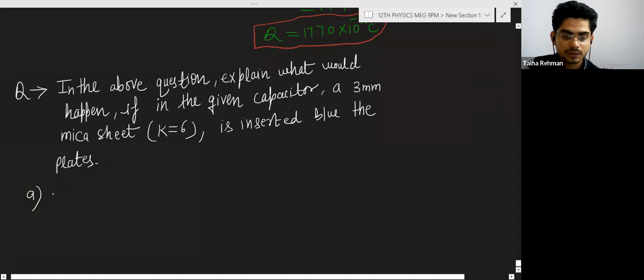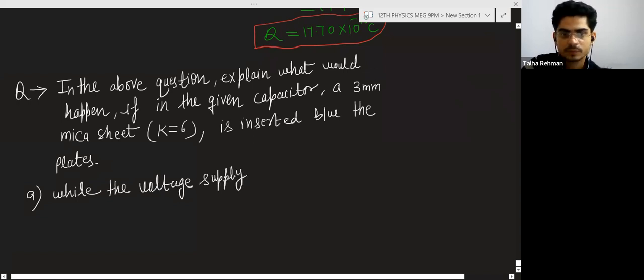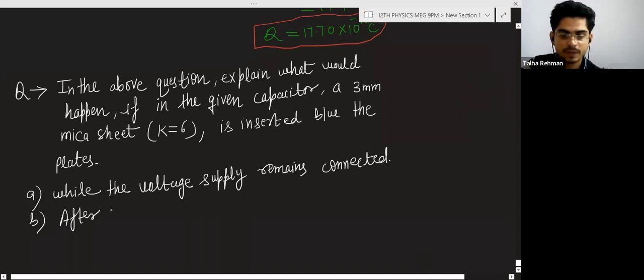Part A is while the voltage supply remains connected. And another question is after the supply was disconnected.